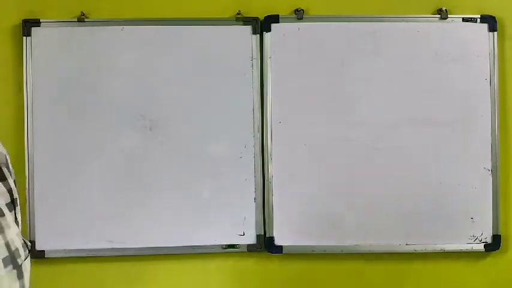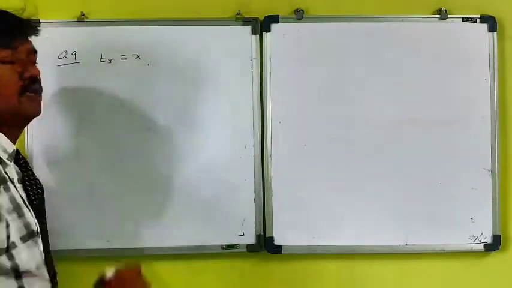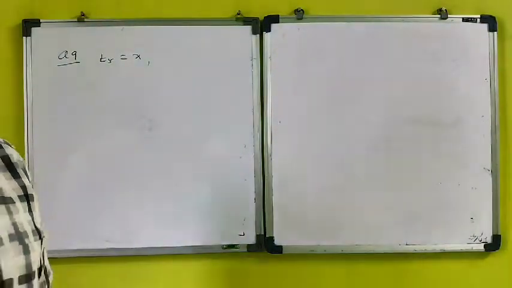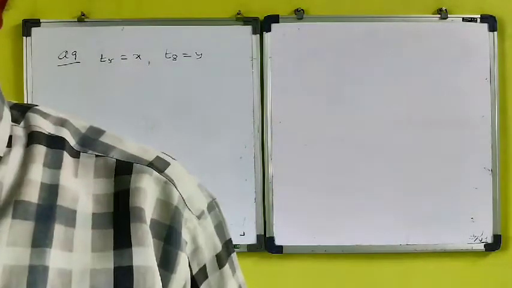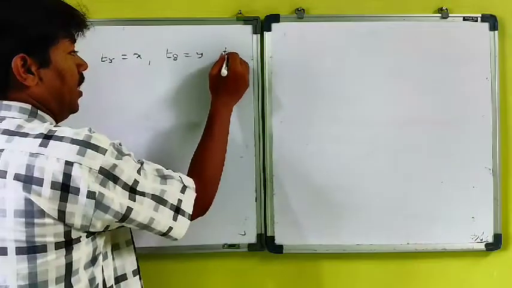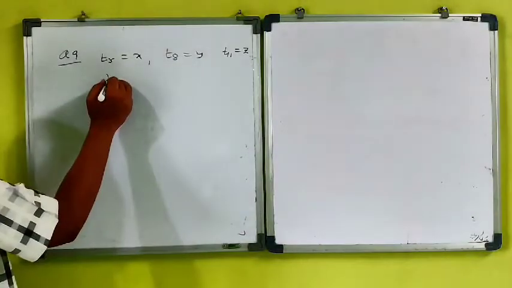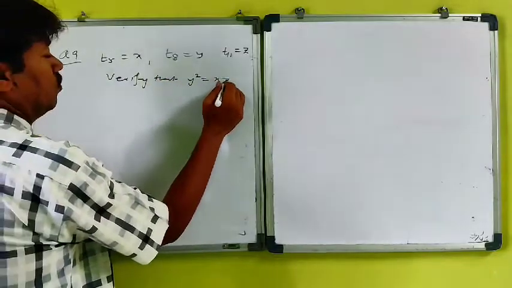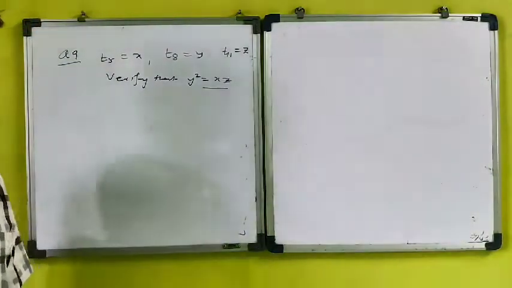There is question number 9. The fifth term of a GP is x, T5 is equal to x. The eighth term of the GP is y, T8 is y. And the 11th term of the GP, T11 is z. The question is to verify that y square is equal to xz. This you have to verify. That's the question. You have to verify that y square is equal to xz.